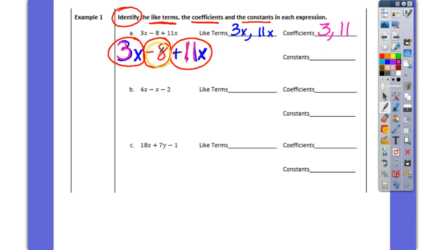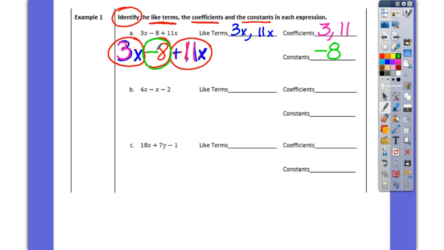Is negative 8 a coefficient? No, because it doesn't have a variable with it. This one stands all by itself. This is a number all by itself, that term. So what is it? That is your constant, and you must put negative 8. You can't just put 8, you have to put the sign with it. Unless it's positive, then you just know it's positive. All right?